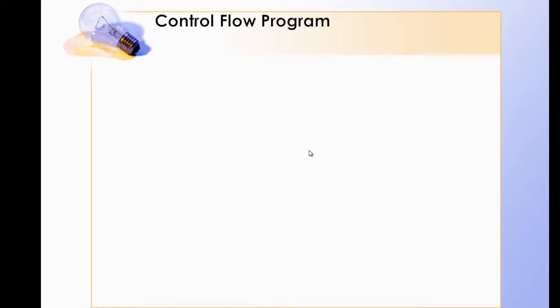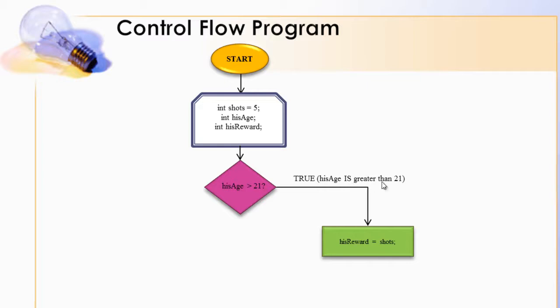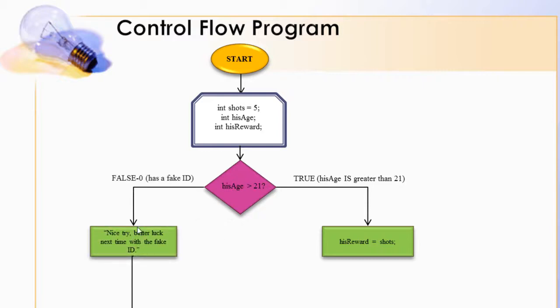If he's older than 21, we're going to give him a reward. His reward in this case is 5 shots. Since his age is a big determining factor, we'll use an if statement to determine if he's qualified to get in or not. If his age is greater than 21, we'll give him a reward of shot, which was set at 5. If he's not, we'll print out a statement saying nice try, better luck next time, and end it from there. Now if it's true, like I said, we'll reward him with shots.